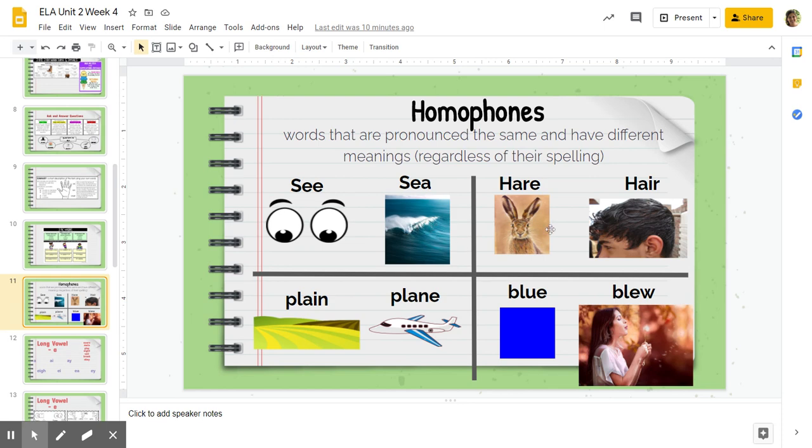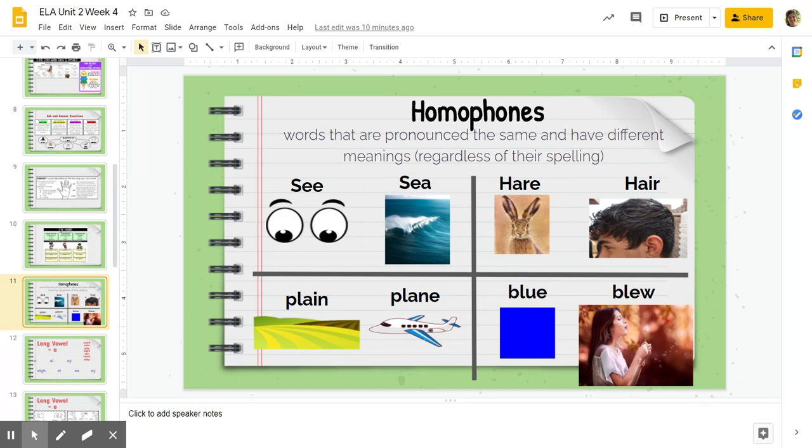We have hare and hair. H-A-R-E is another name for a rabbit. And H-A-I-R is like the hair on your head. We have plain and plane. P-L-A-I-N would be like the Great Plains, like a wide open field, or it could be like a plain cheese pizza. And then you have plane, P-L-A-N-E, is like the airplane.